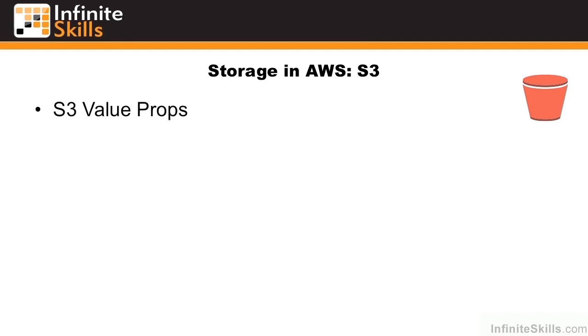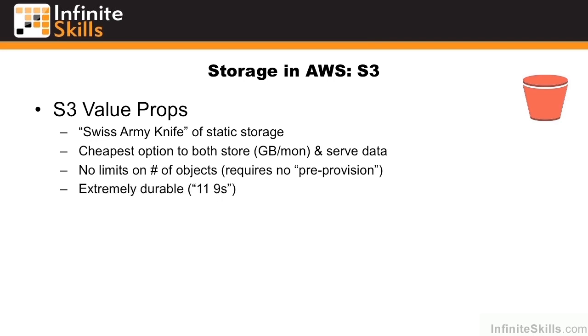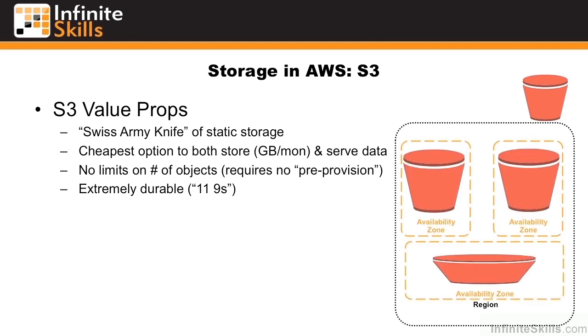The value propositions of S3 are that it's basically a Swiss Army knife of static storage. It's always the cheapest option to both store and serve data, way, way cheaper than serving out of your EC2 instance. There is no limit on the number of objects that you can create. It requires no pre-provisioning in size. It's extremely durable, having 11 nines durability. This essentially means that if you store 1 million files in S3, you're going to lose one of them every 10,000 years. It achieves that durability by leveraging multiple nodes in multiple availability zones.